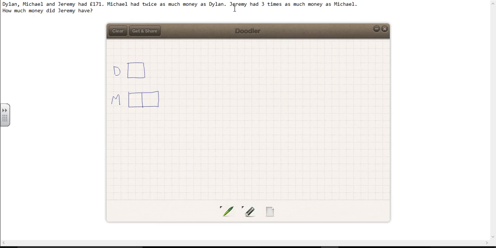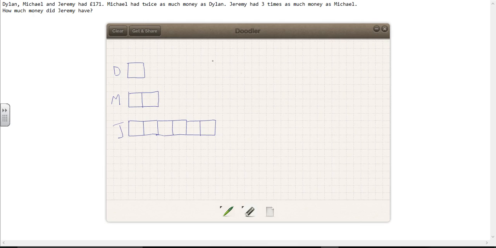Okay, and then we've got lucky Jeremy. Jeremy had 3 times as much money as Michael. Okay, so 3 times as much money as this. Lots of money. All right, okay, let's have a look. So that's the same as Michael. All right, that's twice as much as Michael. That's 3 times as much as Michael. And I'm going to just partition it up in the same way as the others. Okay, so this is lucky Jeremy.